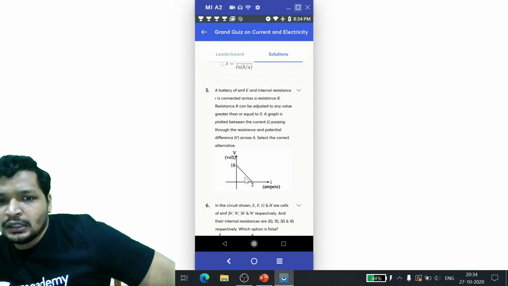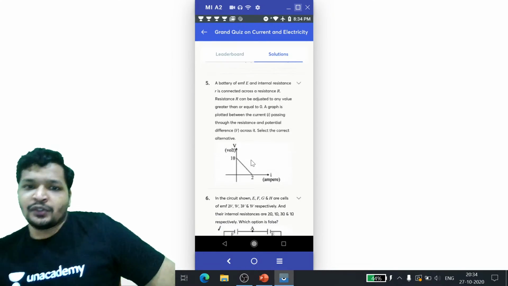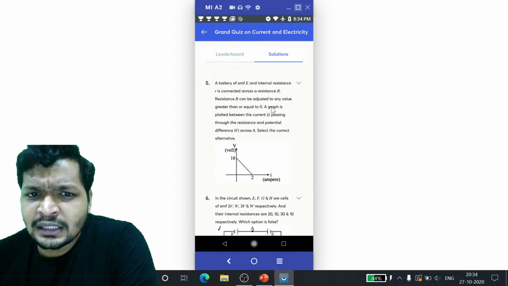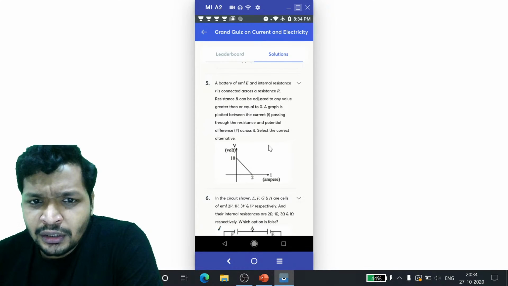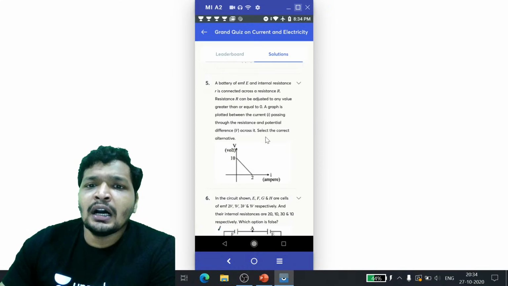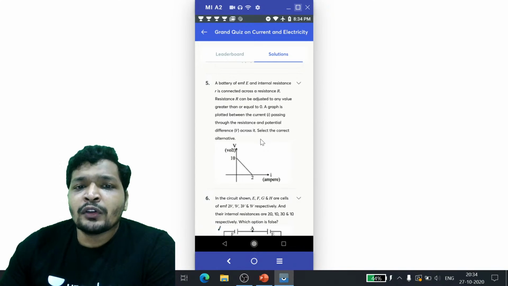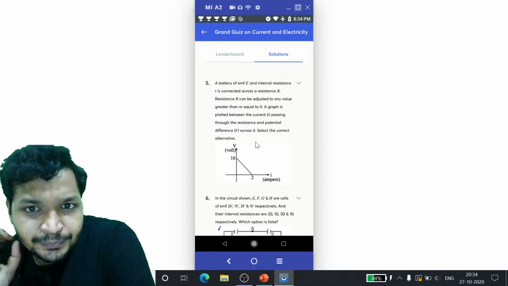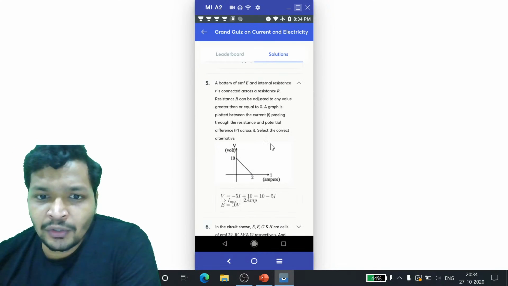All right, so next, this question was also very interesting. A battery of EMF E and internal resistance R is connected, and a graph is shown. Select the correct alternative. We don't have the alternatives, so we'll do a thing. What were the alternatives given over there? I don't remember them exactly, but from the solution you can find out the alternatives.